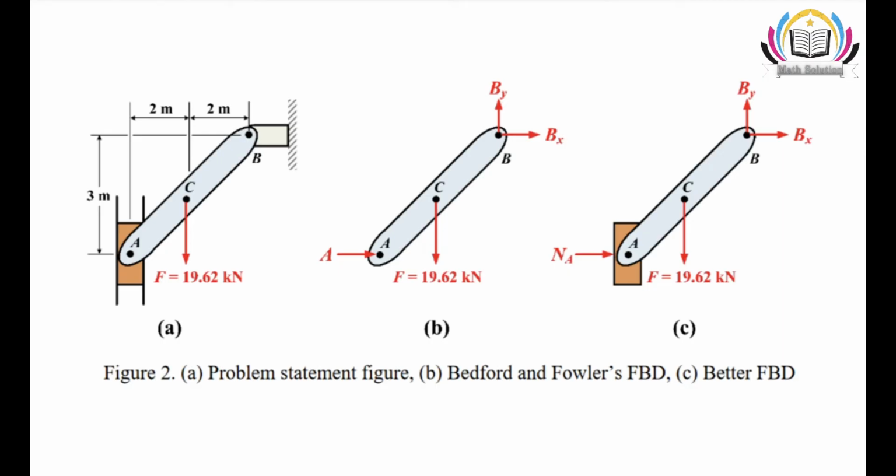To represent Fx, we'll draw a dashed line parallel to the x-axis from point A to represent the horizontal component. Label it as Fx. Similarly, for phi, we'll draw a dashed line perpendicular to the x-axis. Label it as phi. And there you have it. You've successfully drawn the free body diagram for F equals 19.62 kilonewtons.